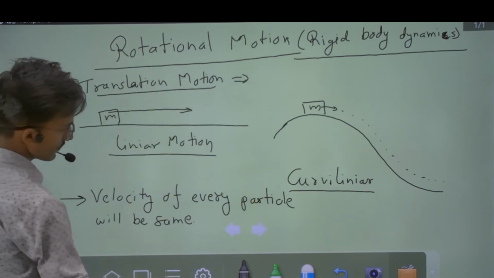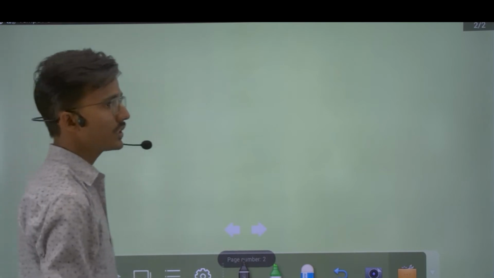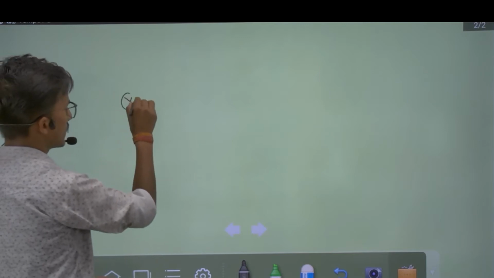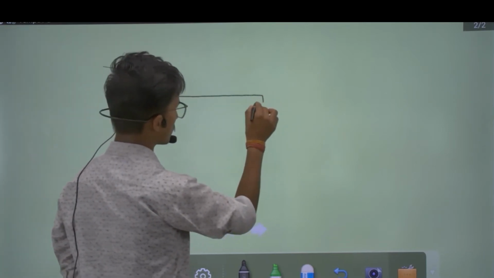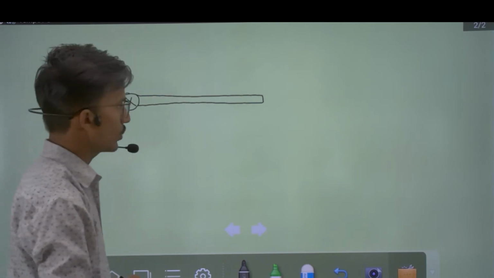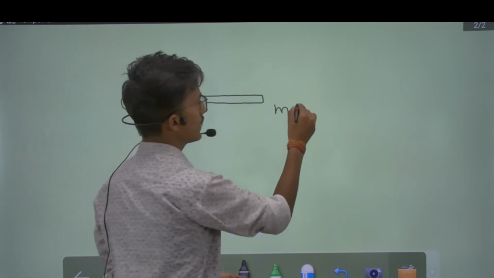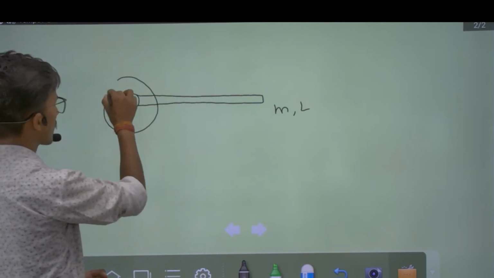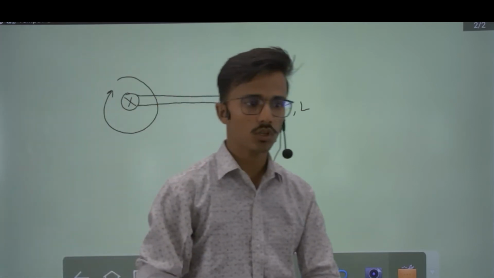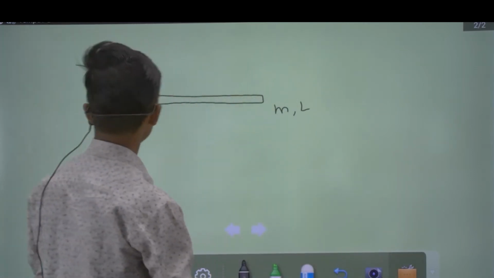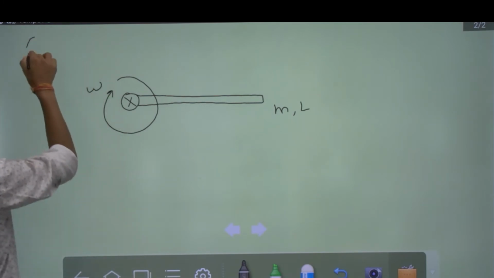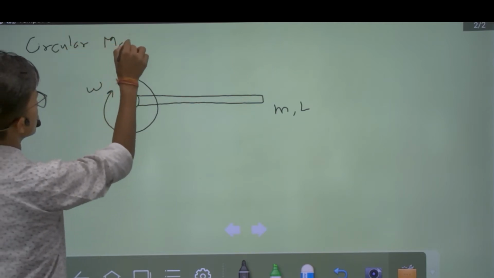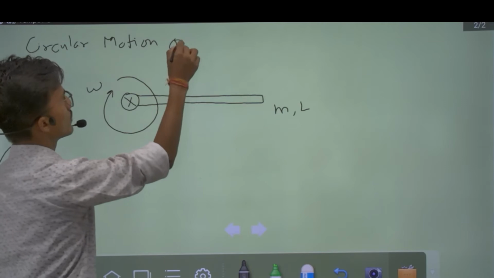Now if a body is rotating, like here a hinge is there, and a rod of mass m and length l is given, and this rod is rotating, then this motion is known as circular motion or rotational motion.